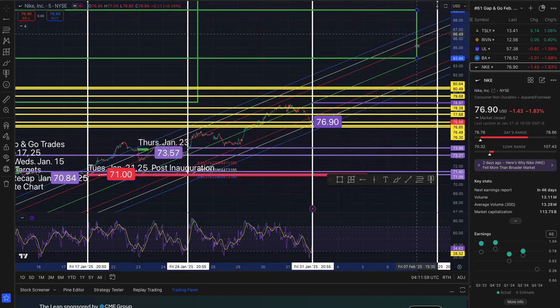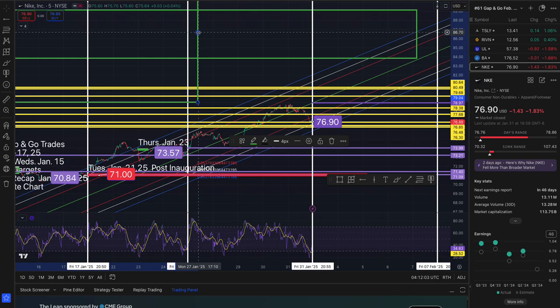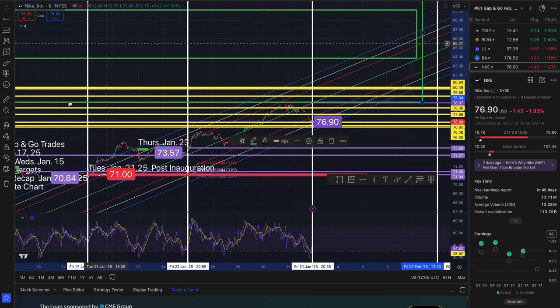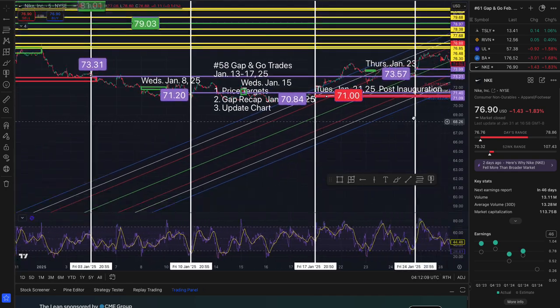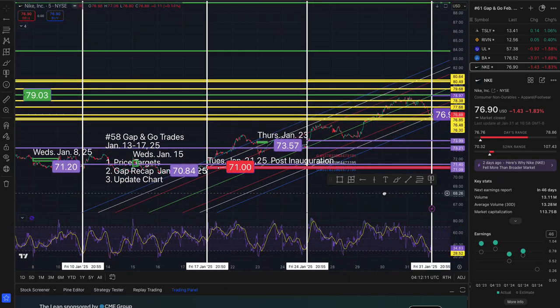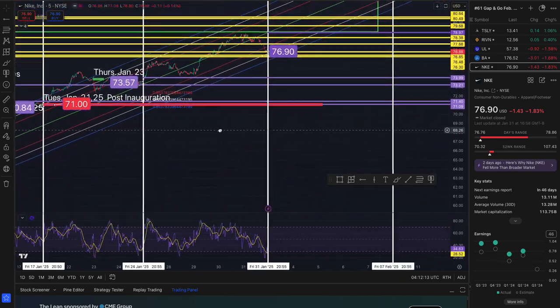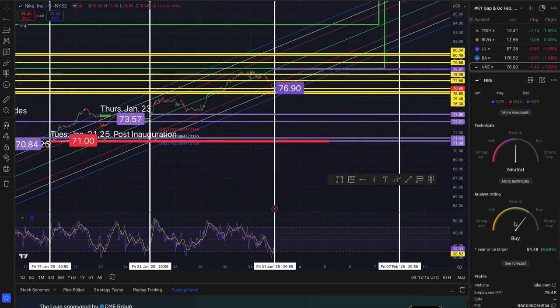Oh my goodness, I've got to extend that even more. It's been a long time since I've looked at Nike to the upside. This was way up here because we were way down there. And yeah, I'll clean this up later. The 1 year price target is 84.48.